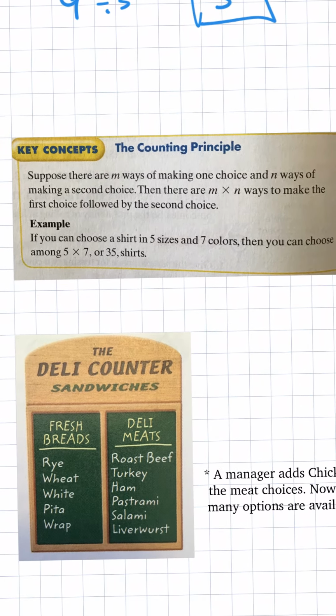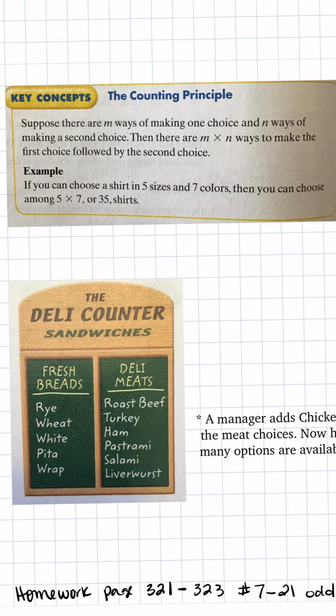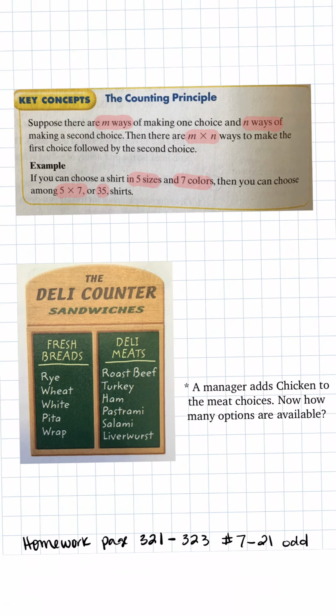So now let's look at the counting principle. Suppose there are m ways of making one choice and n ways of making a second choice. Then there are m times n ways to make the first choice followed by the second choice. So this is kind of skipping back to where I was trying to give you guys clues of how that works. So if you choose a shirt in 5 sizes and 7 colors, then you can choose among 5 times 7, or 35 shirts.